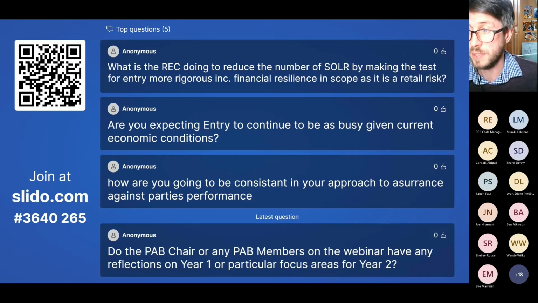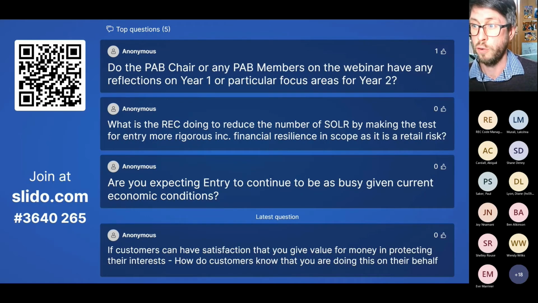Now, financial resilience is not part of the scope of our work. It's clearly within the remit of Ofgem. I must say, it's a really important piece, and I think that piece of market design is crucial. So I do agree with the person that raised that, having an overall reduction in the number of solars would really benefit the market. However, it's really important that we work, and I think many of you on the call would expect this of us, that we work within our remit.